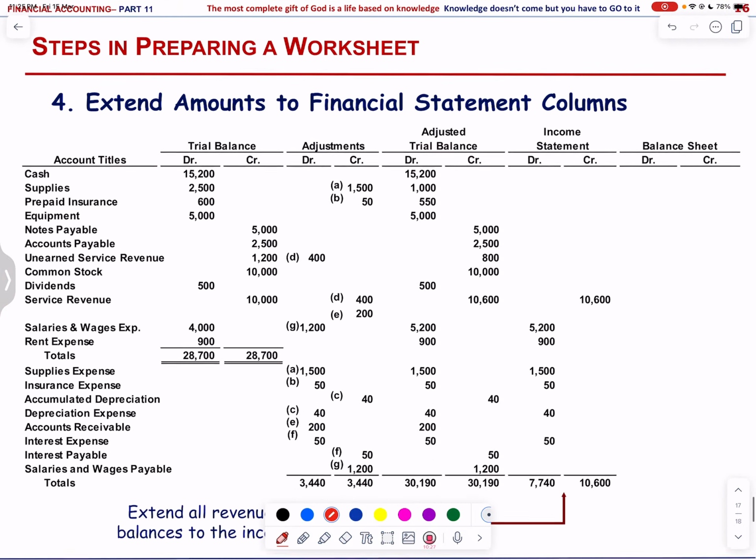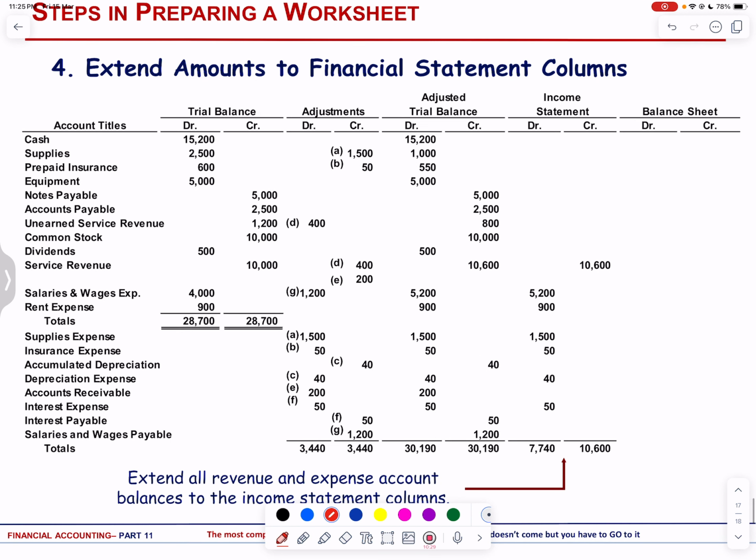Now the first one is cash. So cash is going to be in the balance sheet. First of all, let us see how to record the information for the income statement.